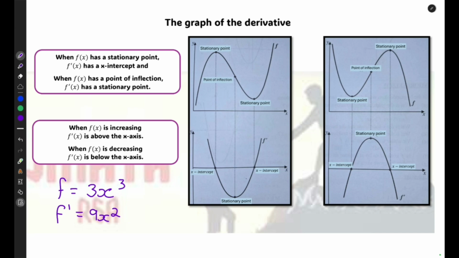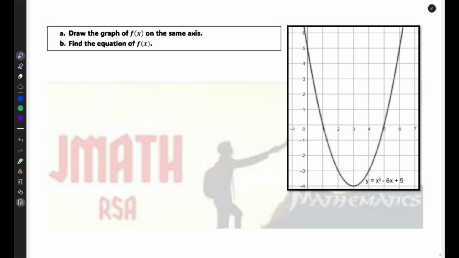So let's go a bit deeper into this and answer a few questions. In this first example, they give me the graph of the derivative. So I can see the formula x squared minus 6x plus 5. In question A, they ask me to draw the original on the same axis. Now, if you get a question like this, it will be called a rough sketch because they're only going to mark the x values of your key points because we don't know the y values.